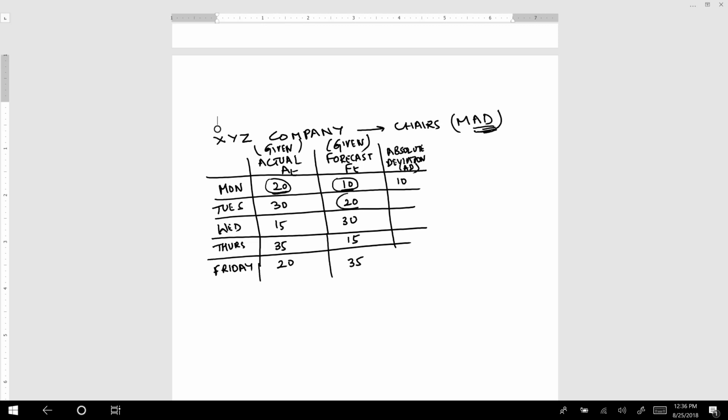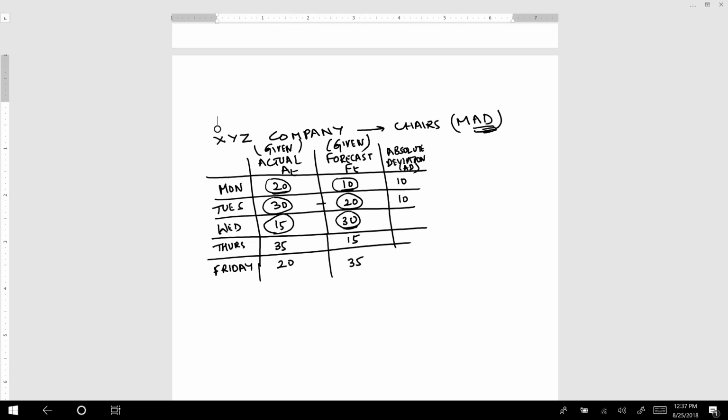Here you forecasted 20 and then the actual value turned out to be 30. So the error would be 30 minus 20. So I will do minus here. That would be again 10.